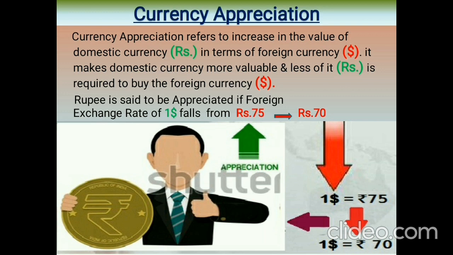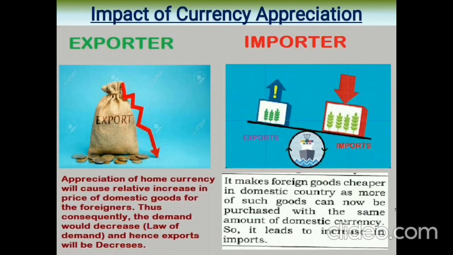So after appreciation, we move to the impact of appreciation over exports and imports. At this time, we take importers first, or imports of a country first. The impact of appreciation is just opposite to depreciation. So we start from imports on appreciation. Appreciation makes foreign goods cheaper in the domestic country, as more of such goods can be purchased with the same amount of domestic currency.